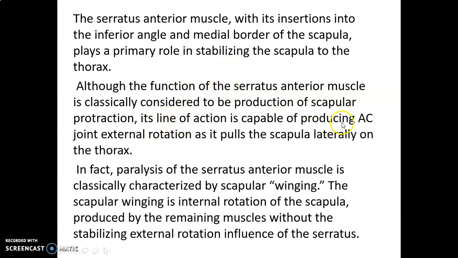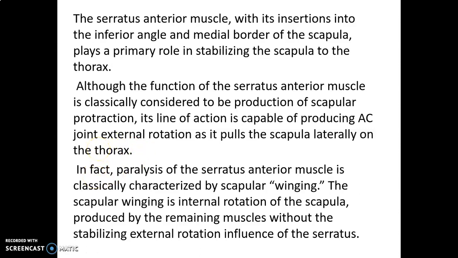Its line of action is capable of producing acromioclavicular joint external rotation. As we already talked about, the external rotation of the acromioclavicular joint is very much essential for what? For the abduction of the humerus. So this external rotation is produced by the stabilizing function of the serratus anterior, thereby producing external rotation at the acromioclavicular joint. It pulls the scapula laterally on the thorax.